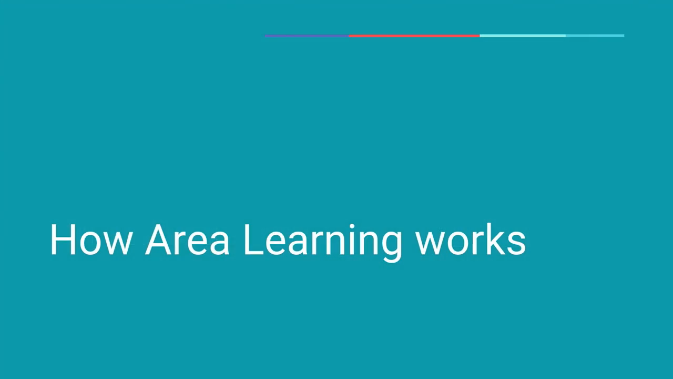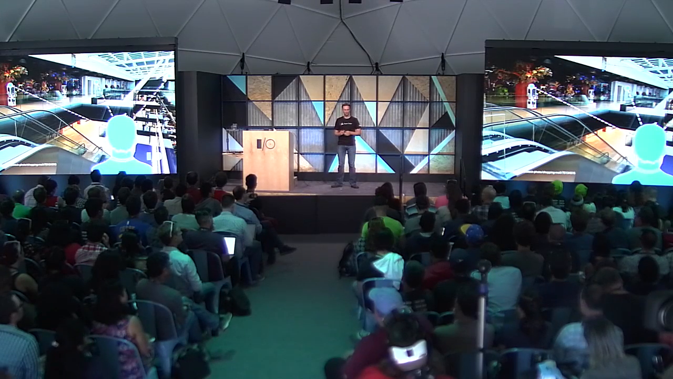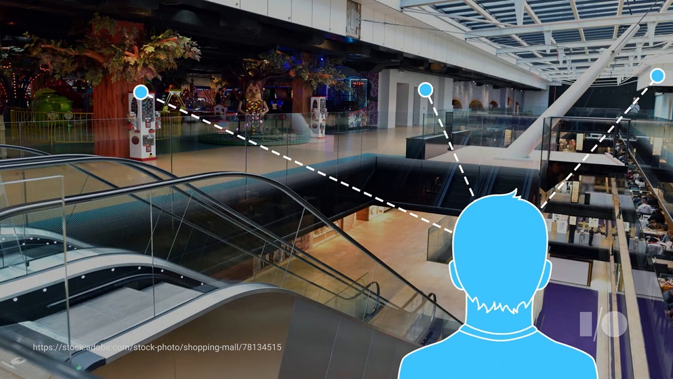So let's dive a little deeper into the details of how area learning works and even how Tango works under the hood. So Tango has this wide-angle camera that it uses to look at the world. So it's much like in this example, when you're visiting a mall, your Tango device will look at a few key landmarks that it sees in the world. So for example, here on your left side, you see that vending machine. In front of you, there's some restrooms, and then there's another landmark on top of the roof.